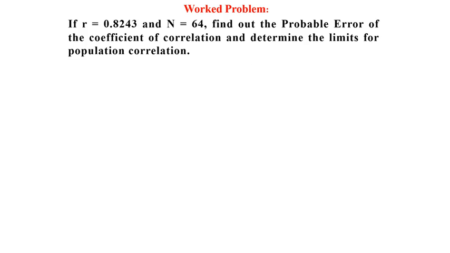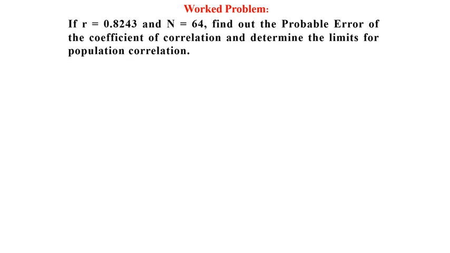Next, worked problem. If r equals 0.8243 and n equals 64, find out the probable error of the coefficient of correlation and determine the limits for population correlation. This will be asked for 2 marks. 2 marks are in section B, 6 marks. So you have to apply the formula, substitute the values and derive the answer. Therefore, it may be asked for 6 marks also.